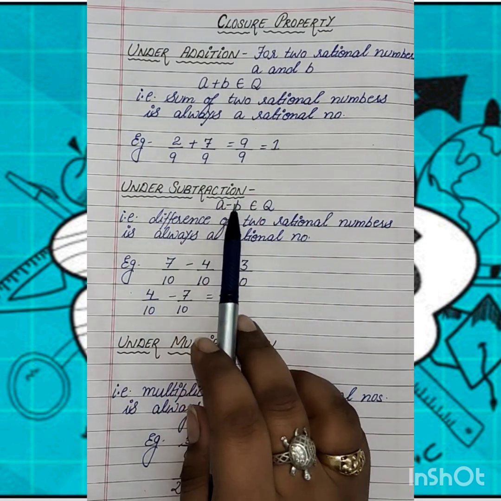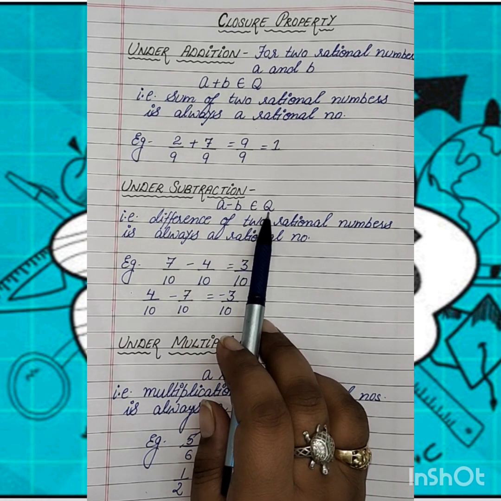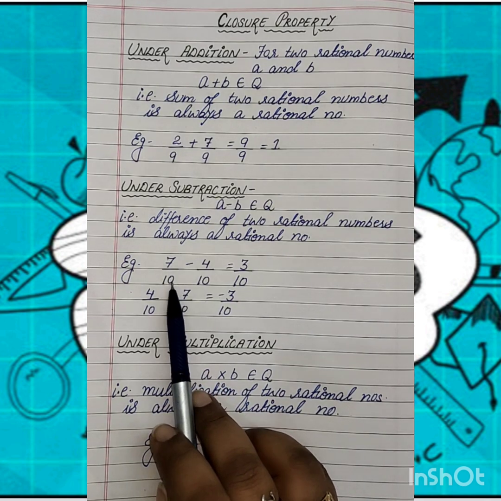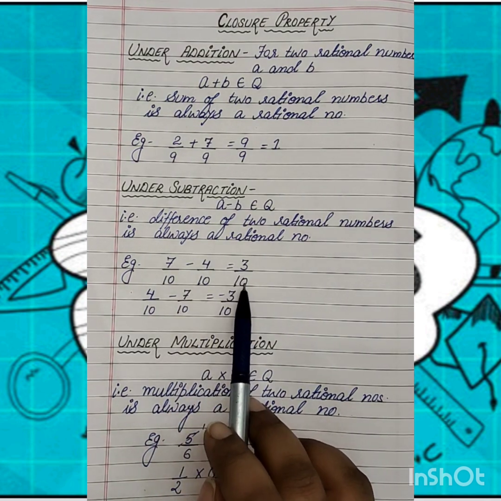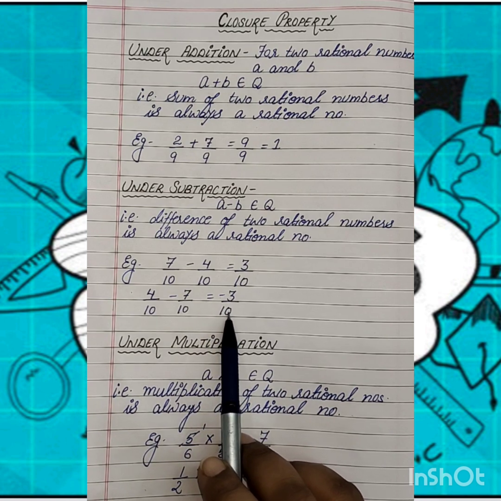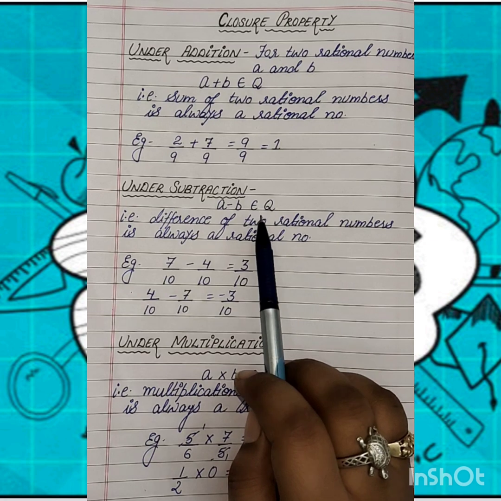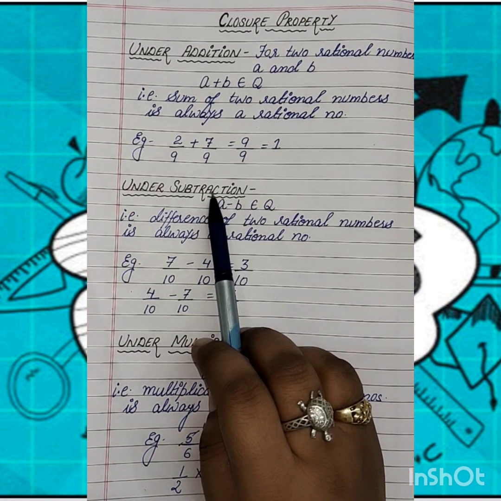Under subtraction means अगर a और b दो रेशनल नंबर है, then subtraction means a minus b, then a minus b will also be a rational number. Like 7 upon 10 minus 4 upon 10 will give 3 upon 10, and 4 upon 10 minus 7 upon 10 will give minus 3 upon 10. These two are rational numbers, so we can say rational numbers are closed under subtraction.